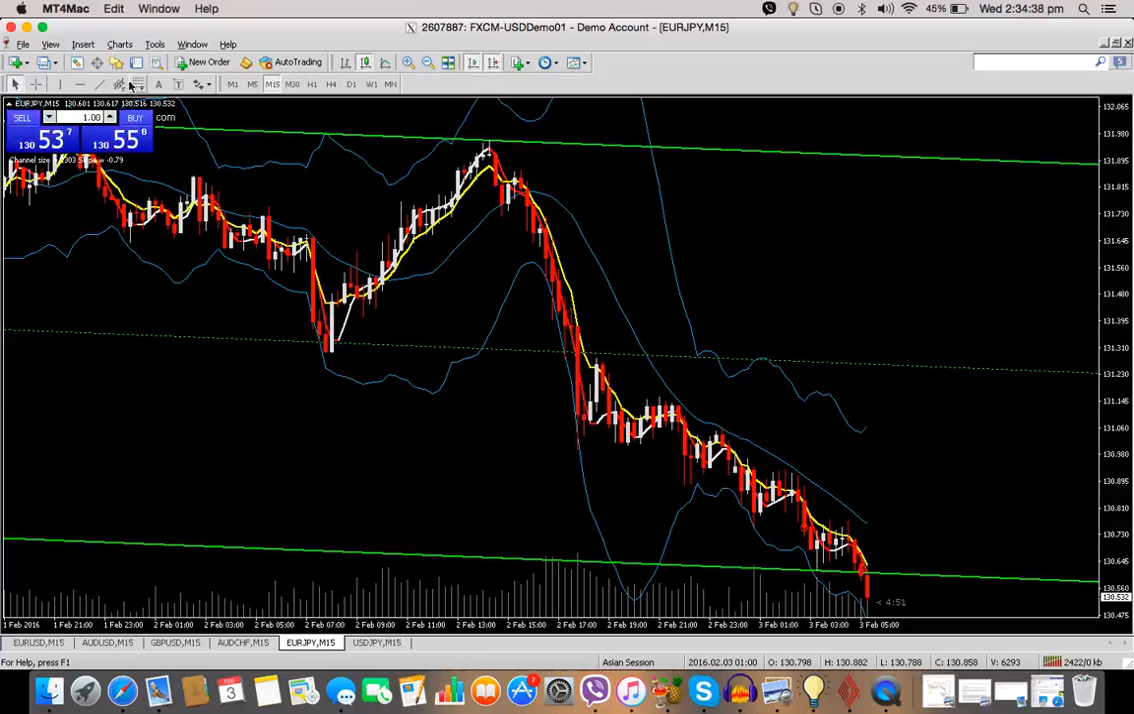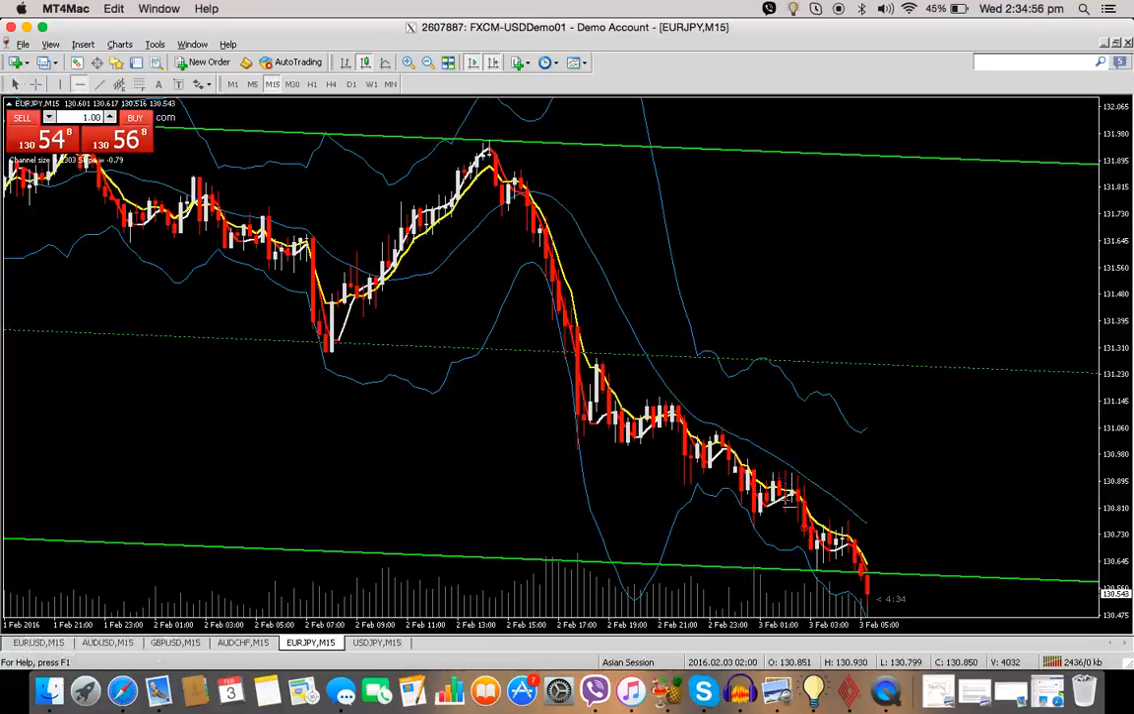So here's what I do initially. I'll get my horizontal lines. And by the way, before I draw them in, this is the sort of scenario that I'm looking for. So if I don't see this on this particular chart, I'll jump onto another one to see if I can see something along these lines.